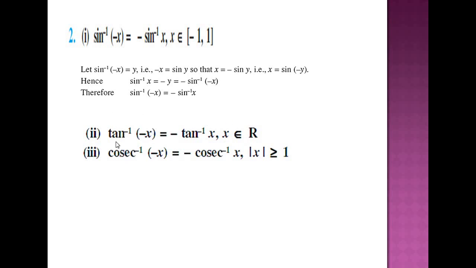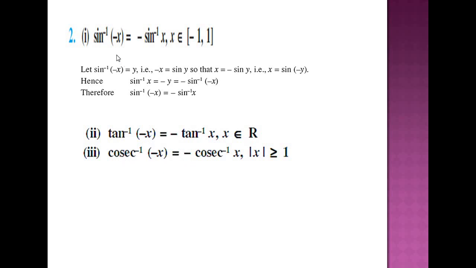Similarly, you can prove tan inverse of minus x is minus of tan inverse of x, where x belongs to the real numbers. Cosec inverse of minus x is negative cosec inverse of x for all mod of x greater than equal to 1. So this goes hand in hand with all these three. You have to remember for what values of minus x it becomes minus, the sign has to be written outside. It goes for sine inverse of minus x, tan inverse of minus x, and cosec inverse of minus x.